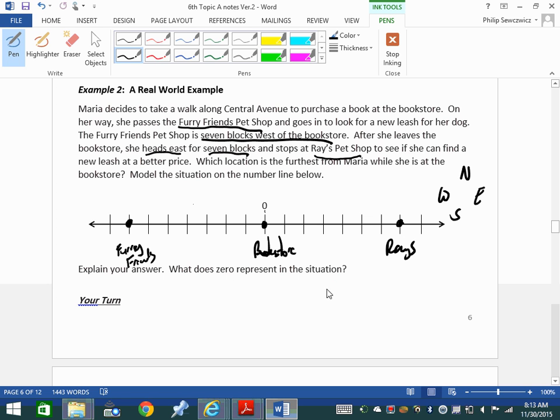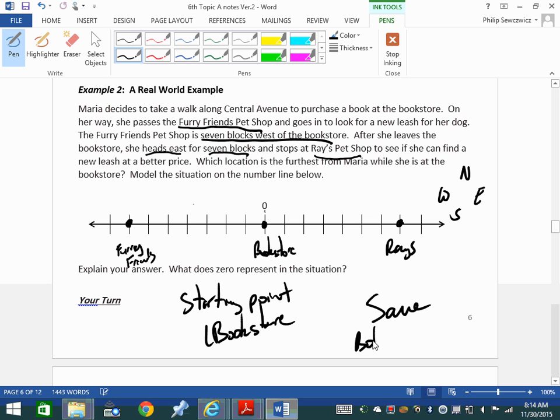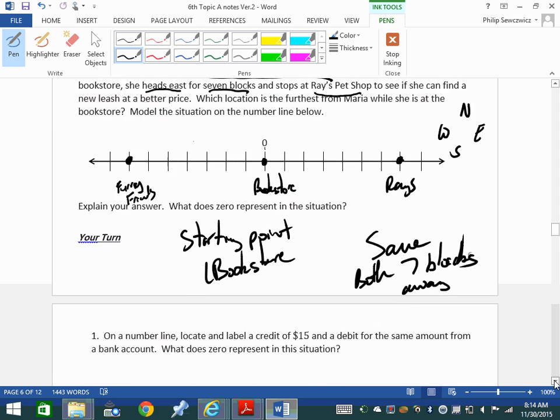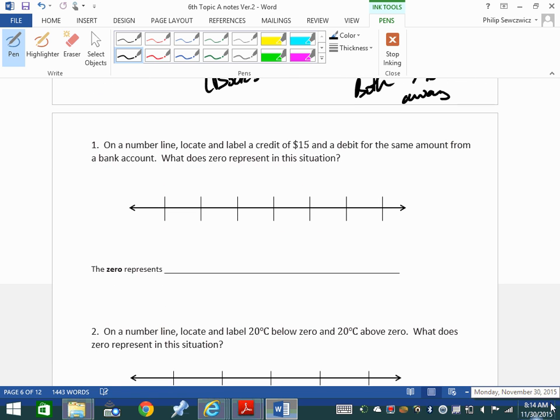What does 0 represent in this situation? Well, it was our starting point. Because that was our starting point, in this particular case it's the bookstore. Which location is furthest? It's the same. They're both 7 blocks away. Even though I'm going to the left with a -7 and to the right with a +7, it's both the same distance. So we don't always have to look at whether it's positive or negative. Sometimes it's just looking at the amount.